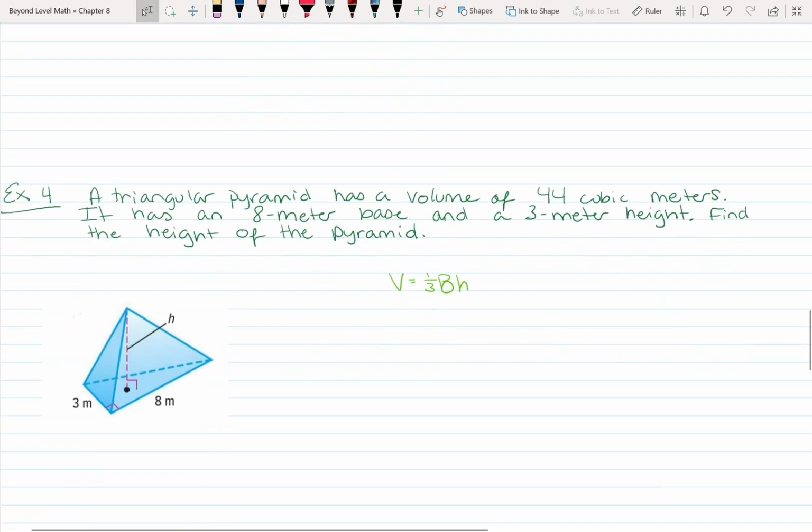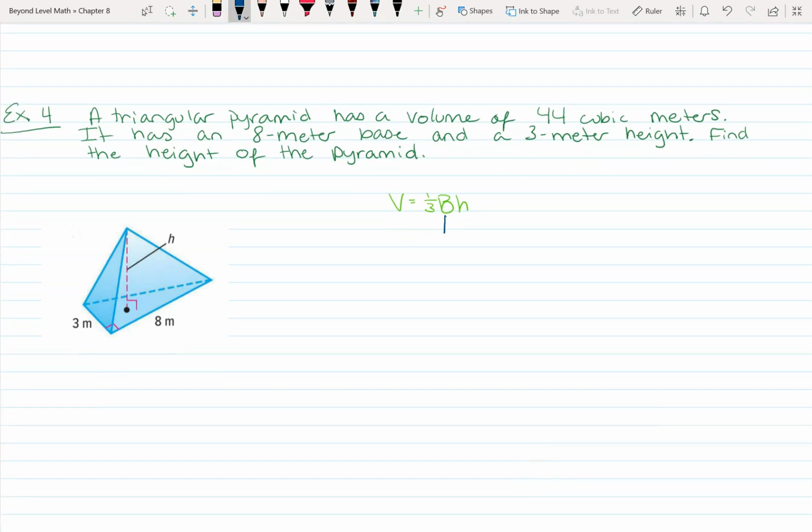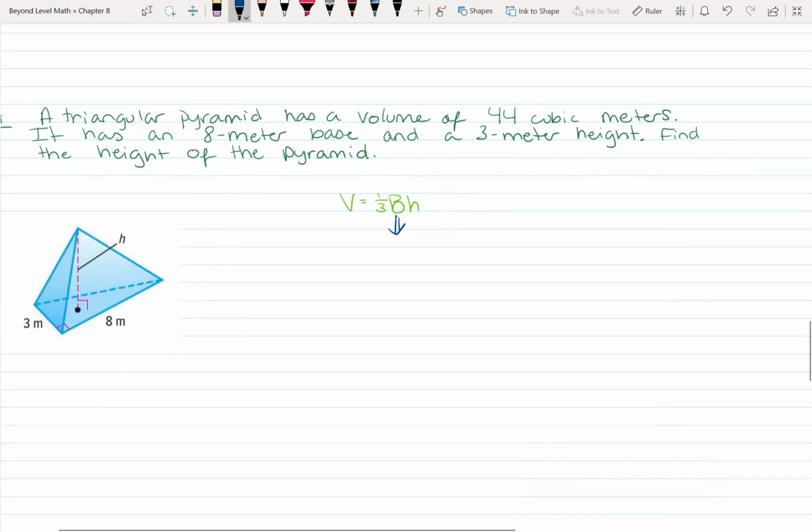Alrighty, example 4. Again, we start with our original formula, V equals 1/3 area of base times height. And then we break it down depending on what type of pyramid we're working with. So we've got a triangular pyramid, so the area of the base is going to be 1/2 base times height of the prism, times 1/3 equals V. And then I'm going to label what we know.